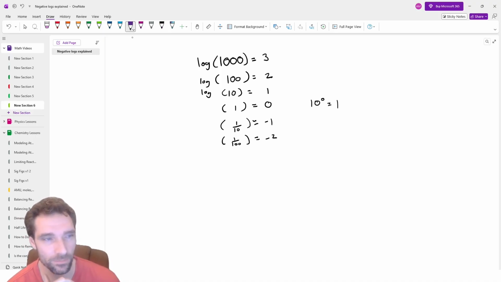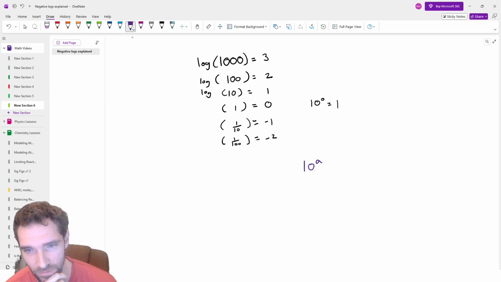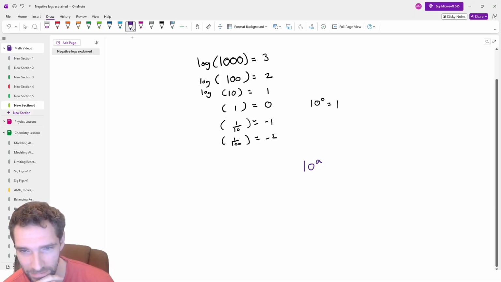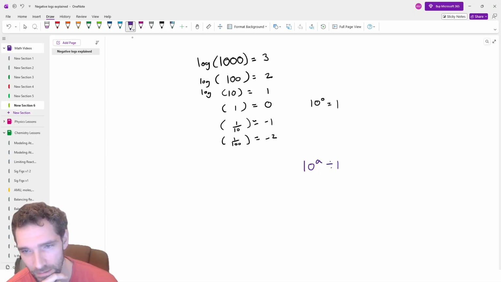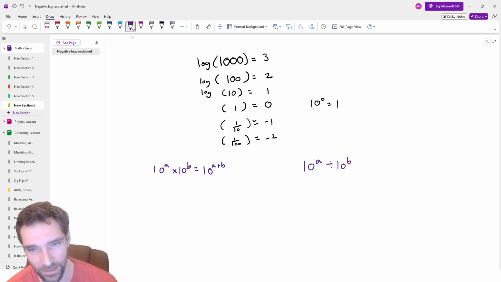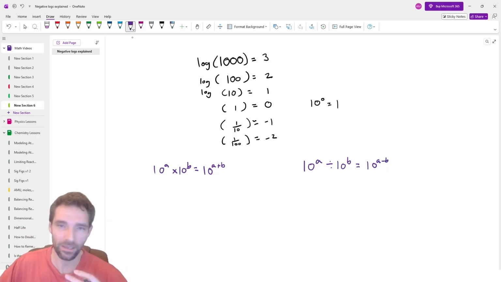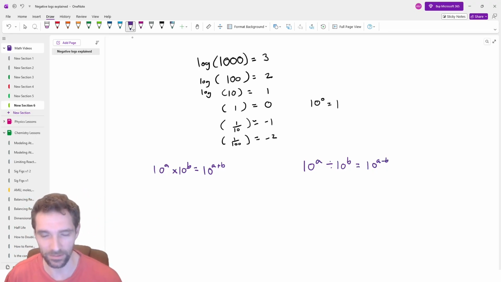Now, the best way to help you see this relationship, in my opinion, is to think back to our exponent rules. Like if I have 10^a and I divide that by 10^b, or if I have 10^a and I multiply that by 10 up to the b, you may recall that with these rules, you'll add up the exponents or subtract them. And this will help you see what's going on with these logs as well, and this negative log.